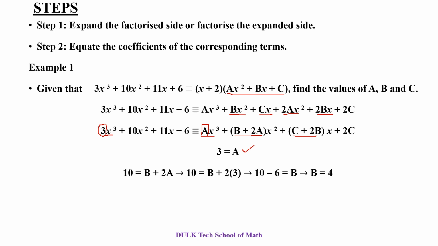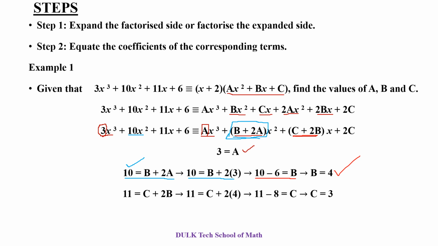Let's move on to b. We are comparing the coefficients of x squared on the left hand side and the coefficient of x squared on the right hand side. So we are saying 10, the coefficient of x squared on the left hand side, is equal to the whole of this b plus 2a, the coefficient of x squared on the right hand side. So we end up having this equation, 10 is equal to b plus 2a. But we now have the value of a, which is 3. So let's substitute 3 for a. We find out that 10 is equal to b plus 2 times 3, and 2 times 3 is 6. Taking 6 to the left hand side, 10 minus 6 is equal to b. Hence, b is equal to 4, right?